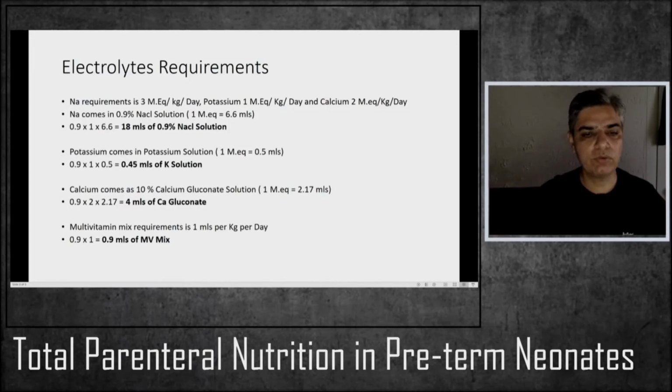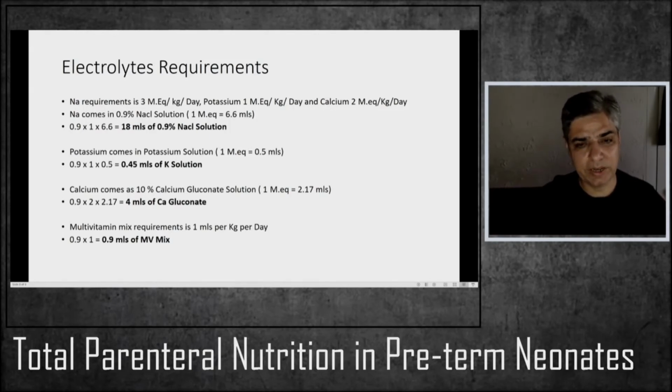So now you have calculated that for 1 milliequivalent of potassium, you need 0.45 mils of potassium solution. For 2 milliequivalents per kg per day of calcium gluconate, you would need 4 mils of calcium gluconate to be given over 24 hours. And for sodium, you need 18 mils of 0.9% sodium chloride solution, which needs to be given over 24 hours.